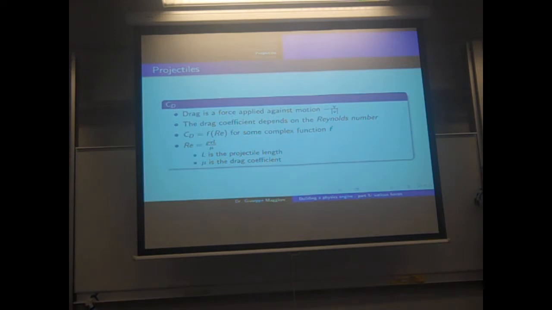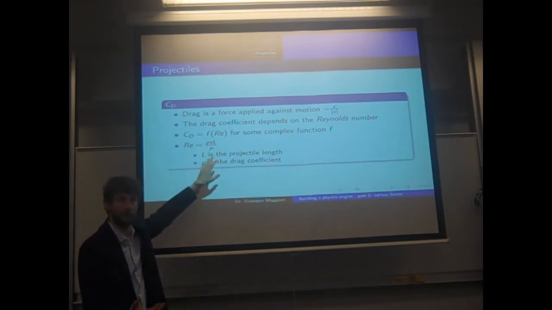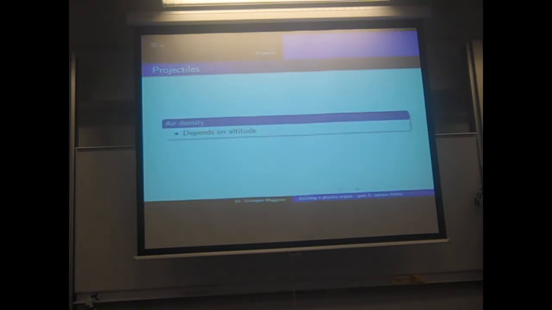Okay, so now we just have to find out how do we compute the coefficient. So what's the shape of the function f? Given the Reynolds number, and it's kind of obvious, you can compute this. You have all this data. You have rho. You have mu. You have b. You have l. Now you want to compute cd.